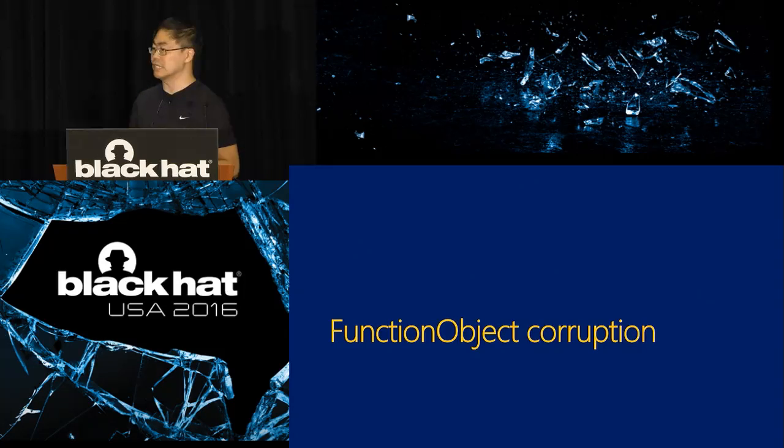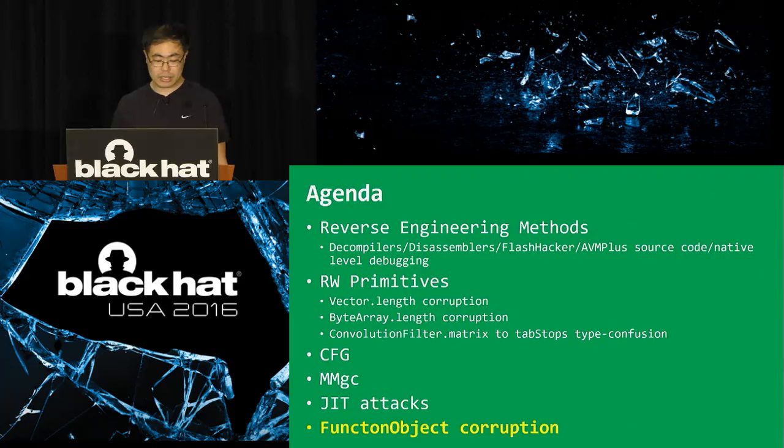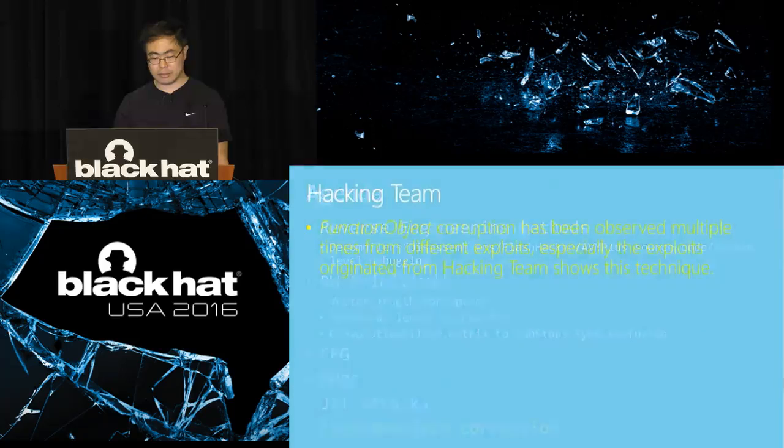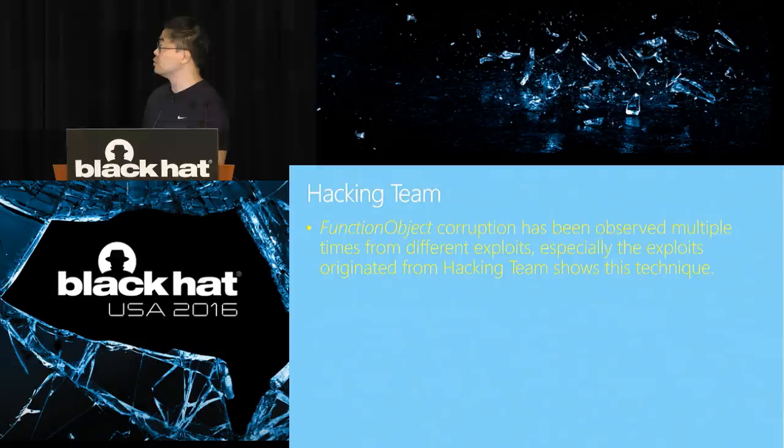These 2 are the JIT attack techniques that we presented here. And the next one is the function object corruption technique. This one is also very interesting because we observed this from the Hacking Team incident. And this method was reused again later by the Dominium actor, which was targeting Southeast Asia.